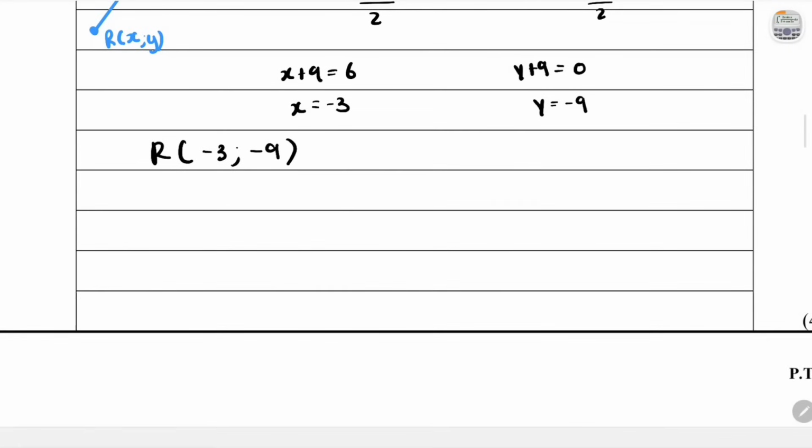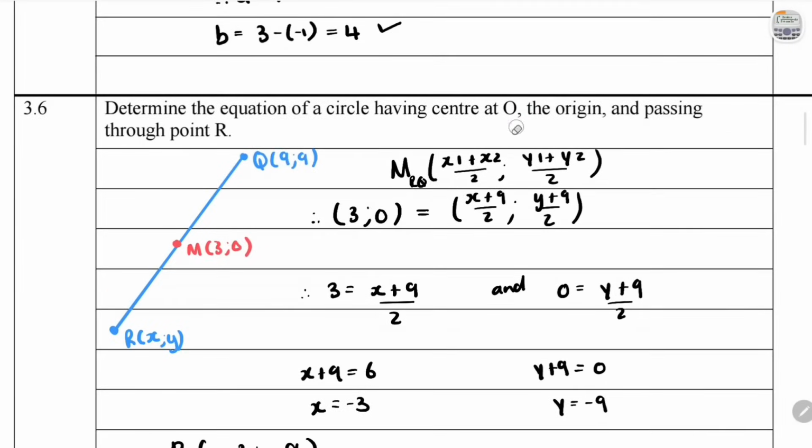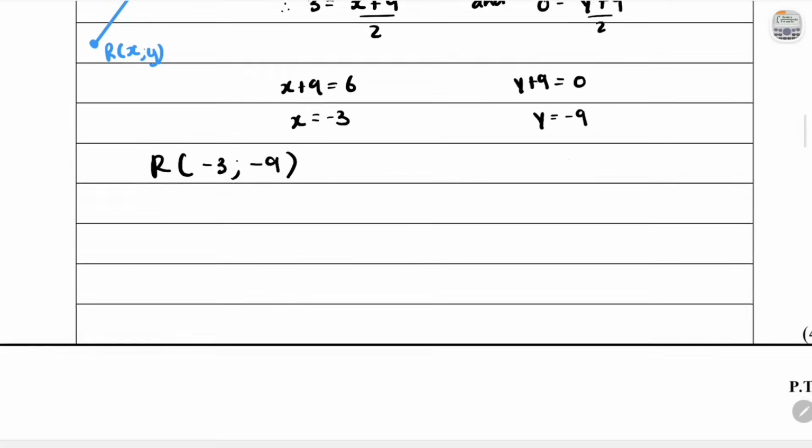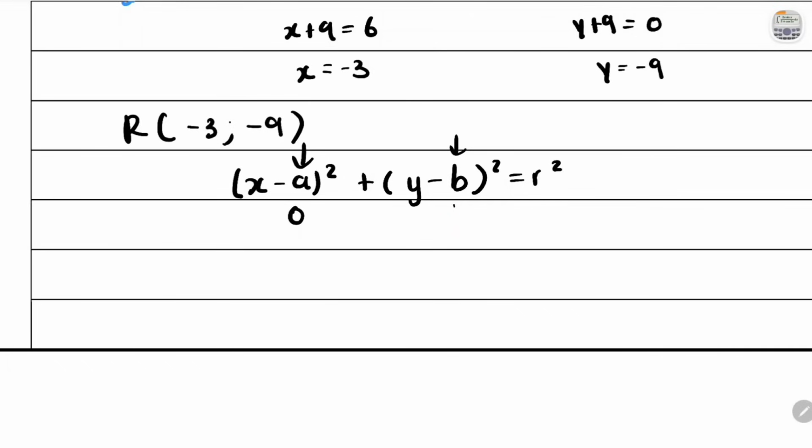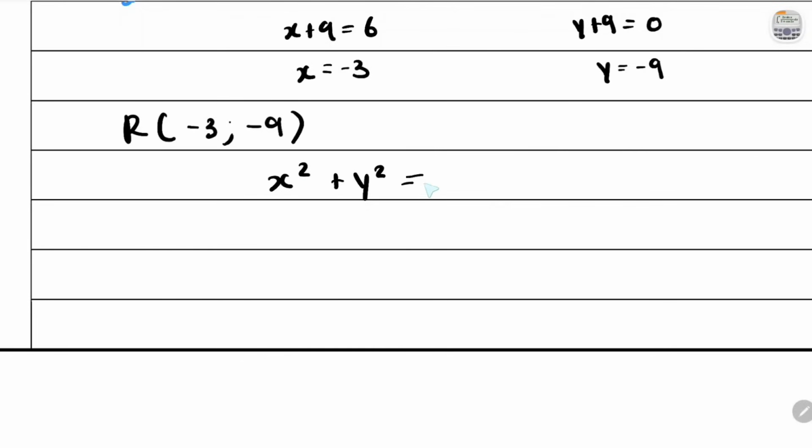They told us that this circle has a center at the origin, okay? And it passes through R. So the equation of a circle is (x minus a) all squared plus (y minus b) all squared is equal to r squared. But in this case, the origin is the center, so you don't have to write it like this. Because the center is a and b, which is just going to be 0 and 0, x minus 0 is x, y minus 0 is y. So this can just be written as x squared plus y squared equals r squared.